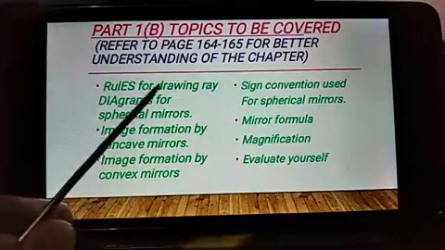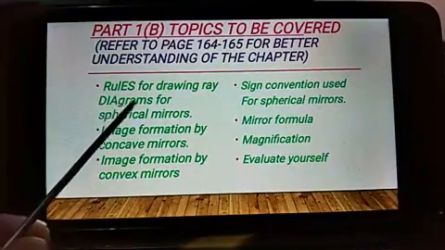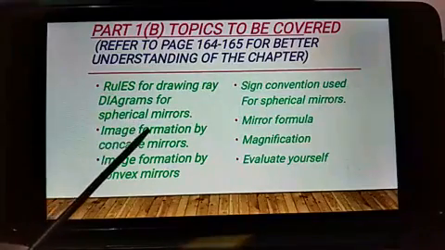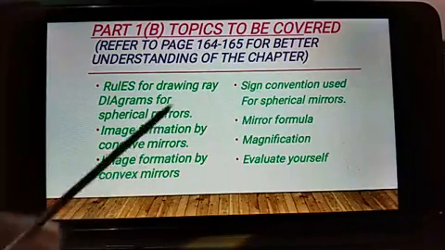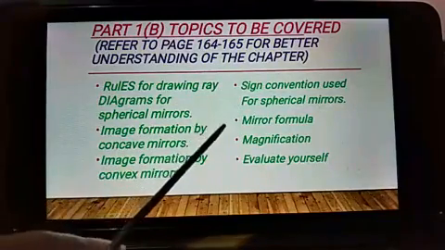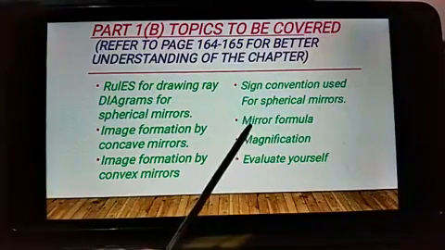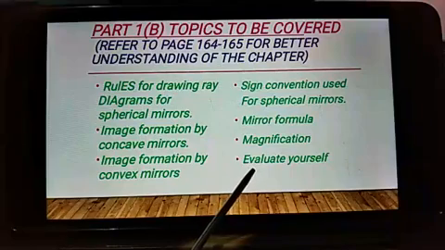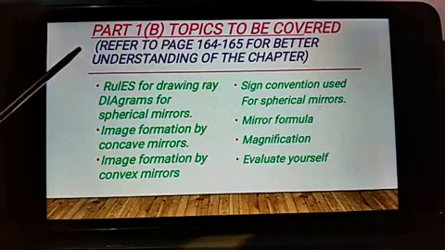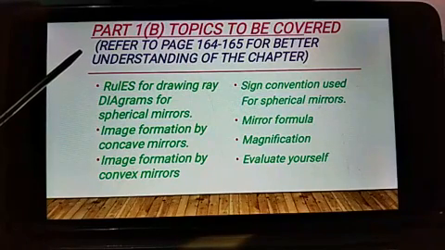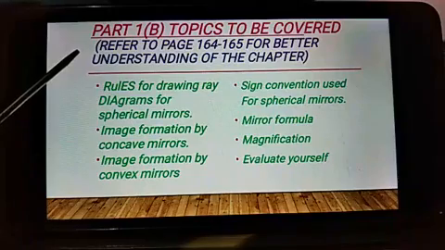This is the second part of the chapter, and the topics to be covered are: rules for drawing ray diagrams for spherical mirrors, image formation by concave mirror, image formation by convex mirror, sign convention used for spherical mirrors, mirror formula, magnification, and evaluate yourself. For better understanding of the chapter, refer to pages 164 and 165.